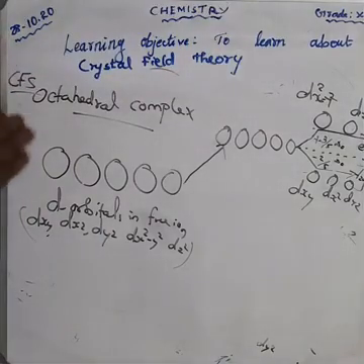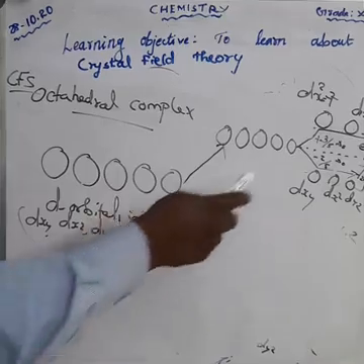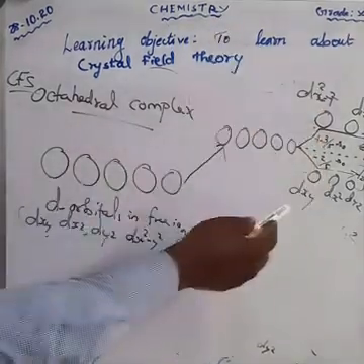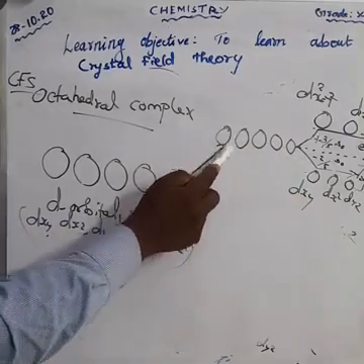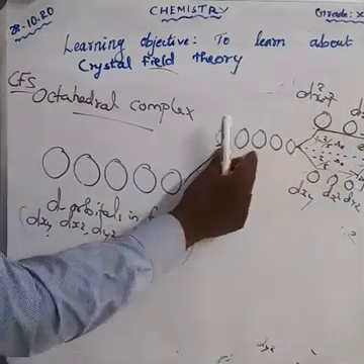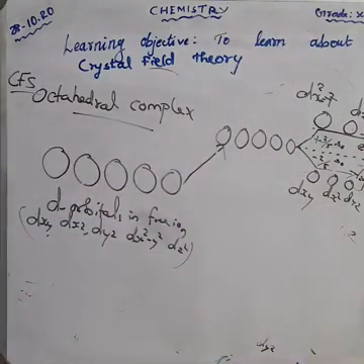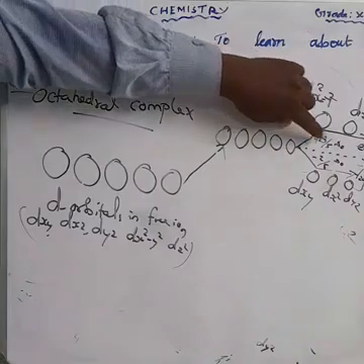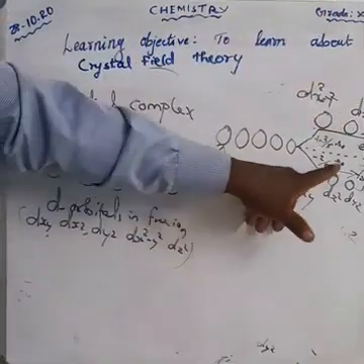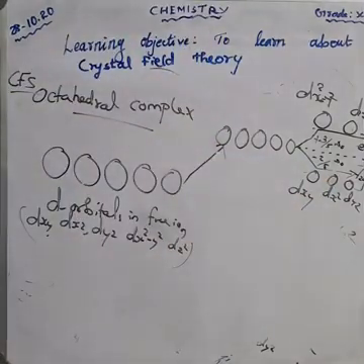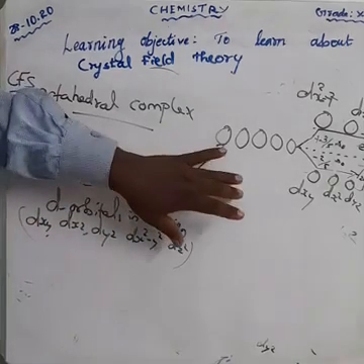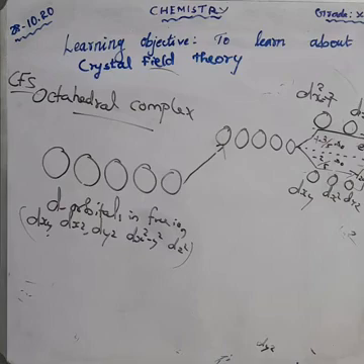Out of the 5 orbitals, 2 of them are increasing and 3 of them are decreasing. Increasing means the value is 3 by 5 delta naught, and decreasing means the value is 2 by 5 delta naught. This is about the octahedral field, the octahedral crystal field splitting. Can you draw this diagram? This is the diagram for splitting of d orbitals in an octahedral complex.